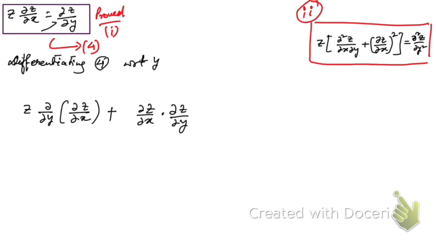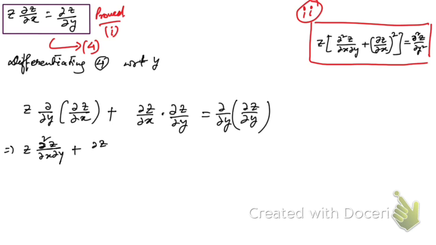And on the right hand side, if you differentiate with respect to y, it is already del z by del y, so differentiating again, the first term becomes the second order partial derivative of z with respect to x and y, del 2z by del x del y, plus del z by del x into del z by del y. Then the right hand side becomes del 2z by del y 2. That's what we're going to get.